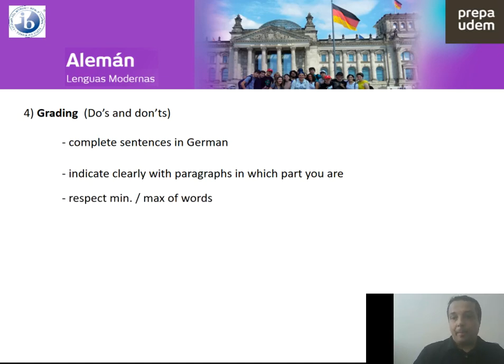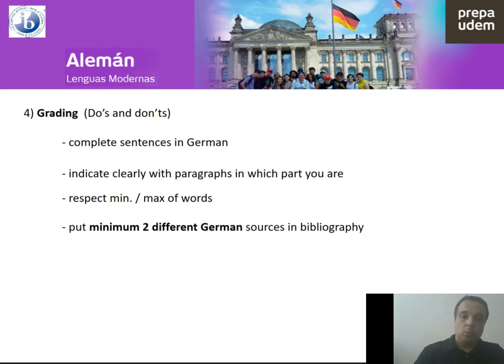Respect the minimum or maximum of words. You know, the minimum and maximum of words are 200 to 350 words. That means don't write less than 200 words. Don't write more than 350 words. You smile now probably, but it happens more often that people write more words than less words. If you write more than 350 words, I'll stop correcting at word 350, and everything what you write after that, I grade as if it's not existing. So please calculate your words, count your words.